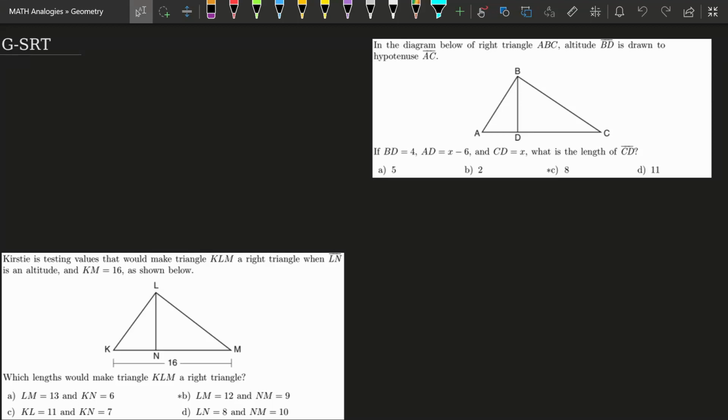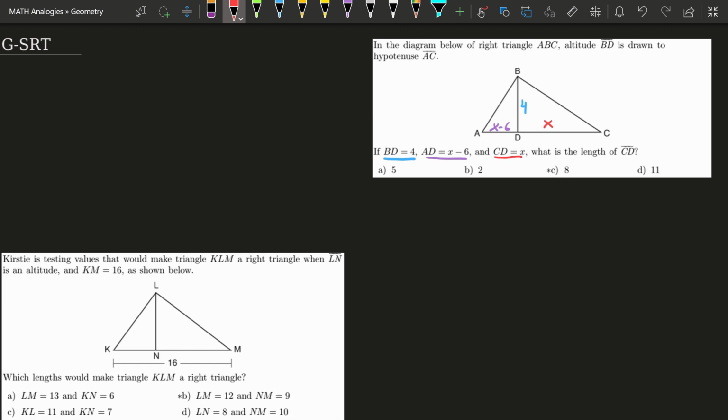In this lovely top picture, we are told some values. Let's say B to D is 4, and we know that A to D is x minus 6, and we even know that C to D is x. What would that length of C to D be?